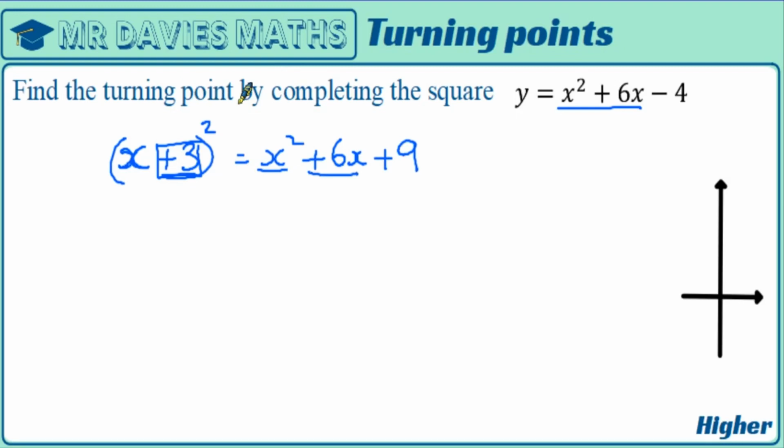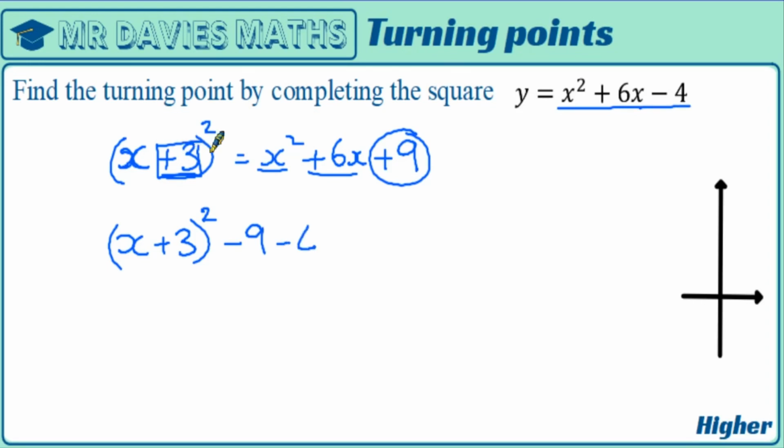I like that. We want to get rid of this positive 9. So x plus 3 all squared, get rid of the positive 9. We've still got a minus 4 over here, so let's tidy this up a little bit. We've now got x plus 3 all squared, minus 9, take away another 4 is actually negative 13.